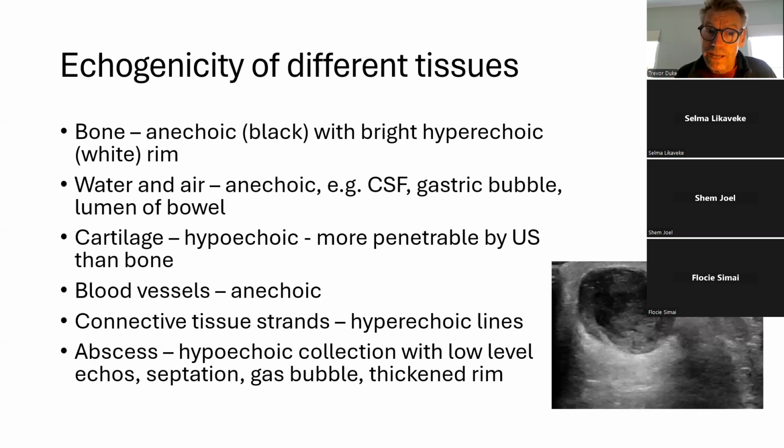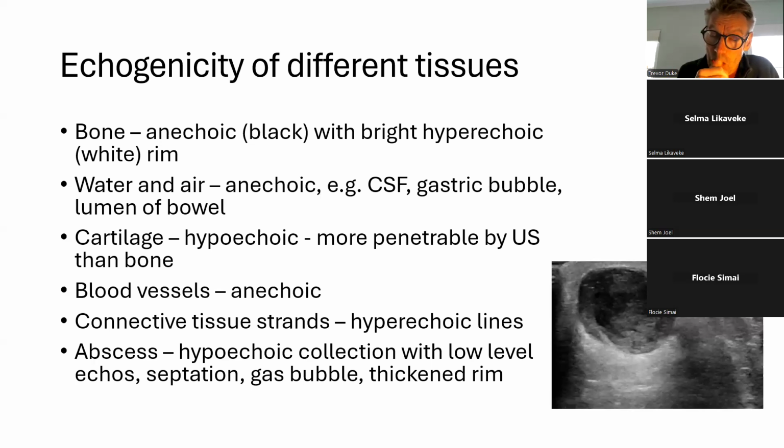As I said, water and air, they're anechoic. There's no reflected back sound waves, and so they're like cerebrospinal fluid. If you ultrasound the ventricles of a newborn baby or a baby with an open fontanelle, then the ventricles are black. The gastric bubble, usually black. The lumen of the bowel, unless it's got debris or stool inside it, that will be black.